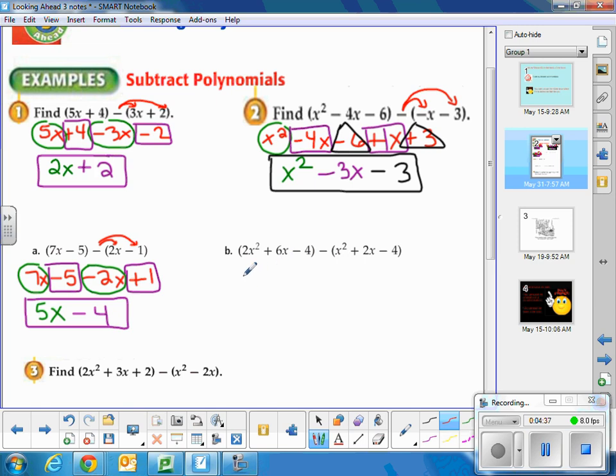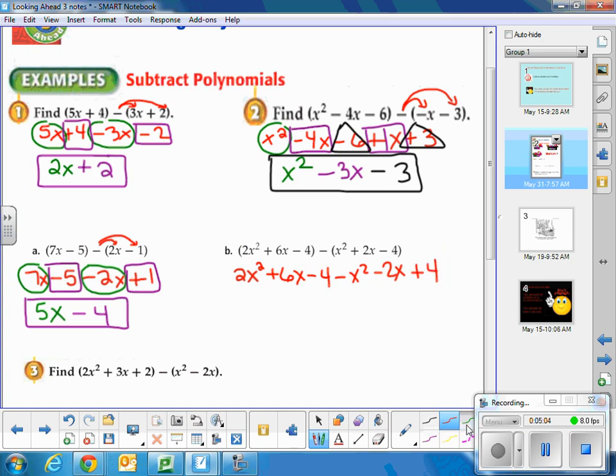In the next example, the first set of parentheses is going to stay the way it is. 2x squared plus 6x minus 4. Now you're going to subtract everything in the second set. So minus an x squared, minus a 2x, and minus negative 4, which is the same thing as adding a positive 4.